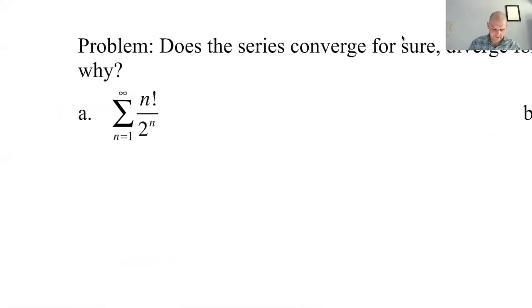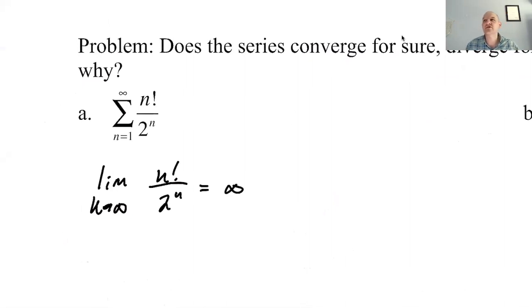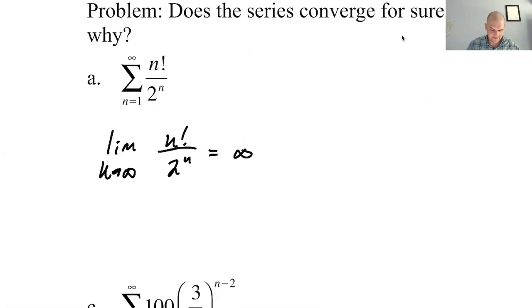So first one, n factorial over 2 to the n. Let's look at the limit. The limit as n approaches infinity of n factorial over 2 to the n is definitely infinity. When you're trying to work that out, some people can't immediately in their heads. Just think, I don't know, 50 factorial over 2 to the 50th, right?